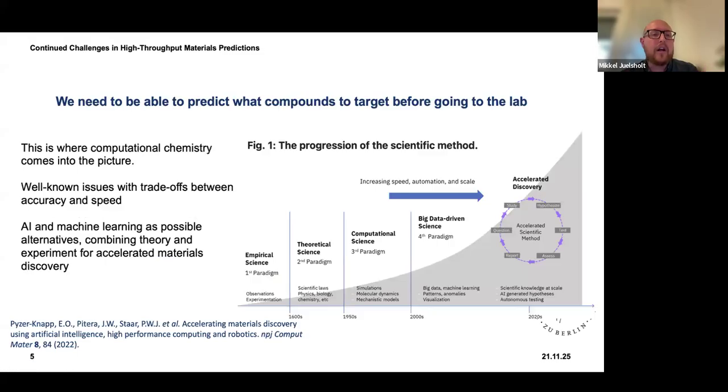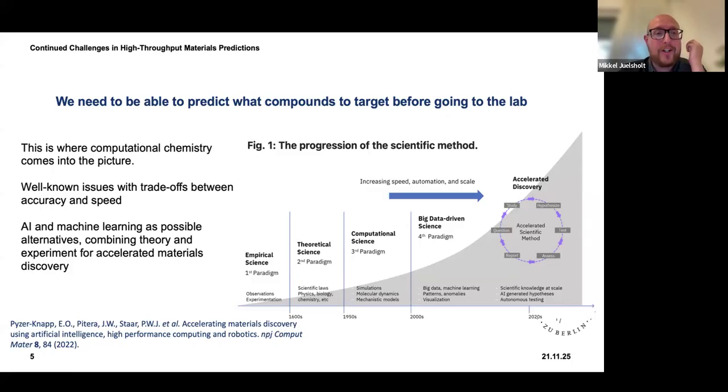And this is where computational work comes into the picture. We basically need to know what we're trying to make, and ideally how we are trying to make it, before we even go into the lab. But as I think a lot of you know way better than me, there are well-known issues with trade-offs between the accuracy and the speed of classical computational approaches. This is where a lot of people have tried moving into AI and machine learning, combining ideally both theory and experiment, to accelerate the discovery of new materials.